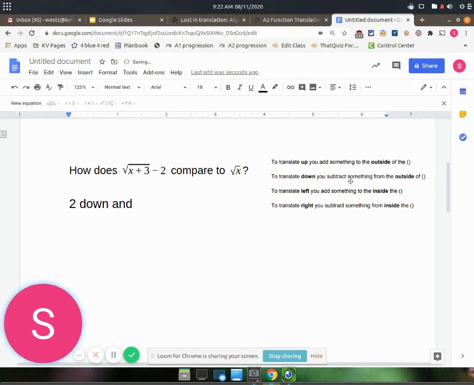And on the inside, they're moving it 3 units to the left. And that's because they're adding. And on the inside, it's always backwards from what you would normally think. So 3 to the left and 2 units down compared to the parent function.